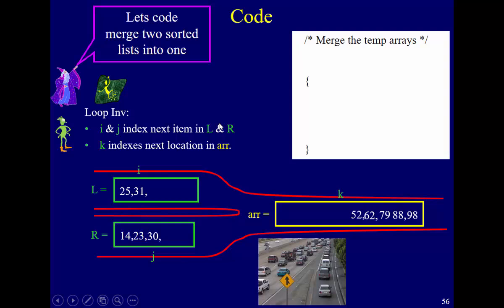Everybody good with that? That's what we state in our loop invariant. i and j index the next items in L and R, and k indexes the next location to receive an object. So now we're at the top of the loop. You see here our brackets is our loop. We're at the top of the loop, and we need to maintain the loop invariant. So what task should we do to maintain the loop invariant?